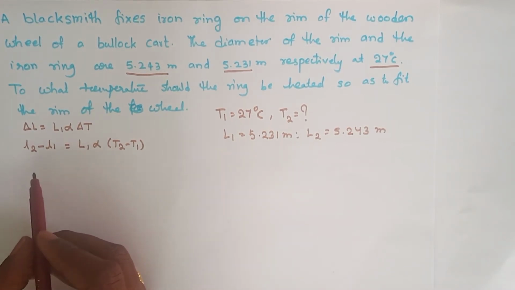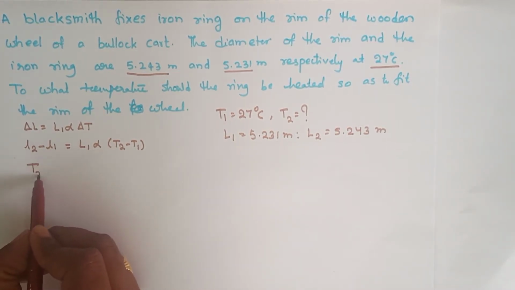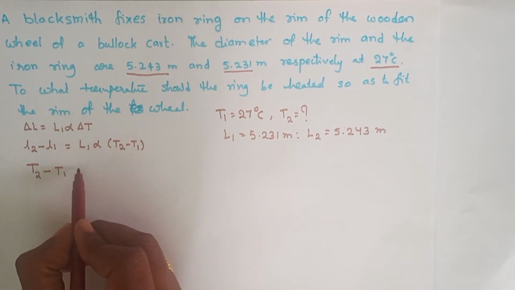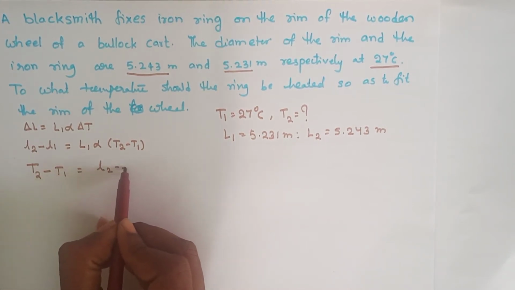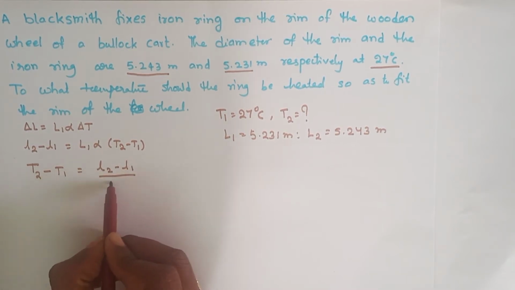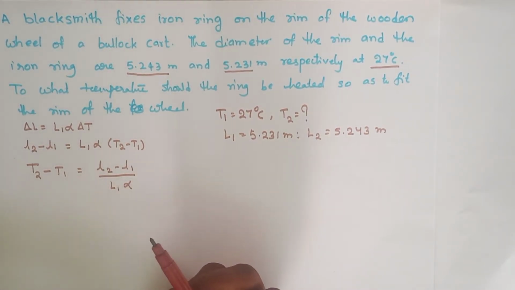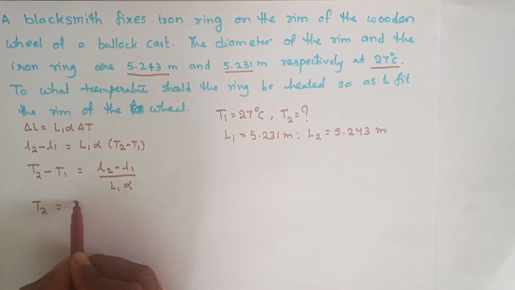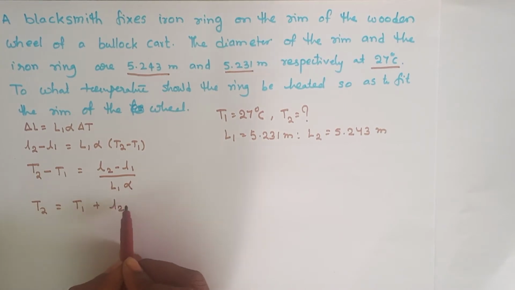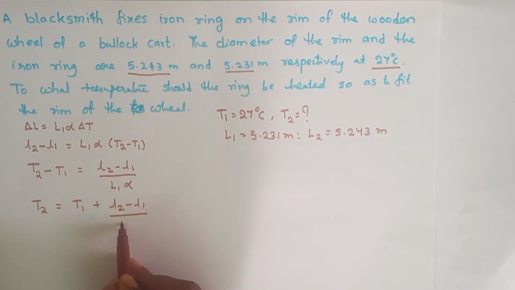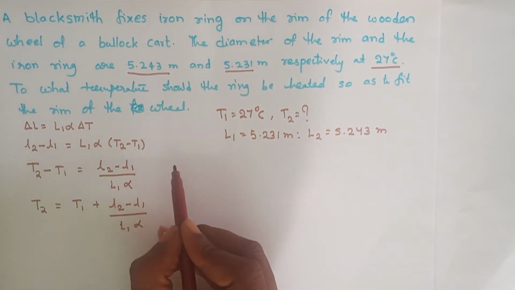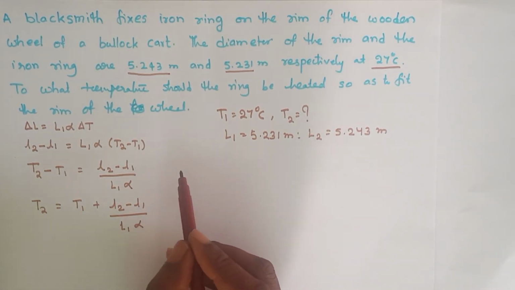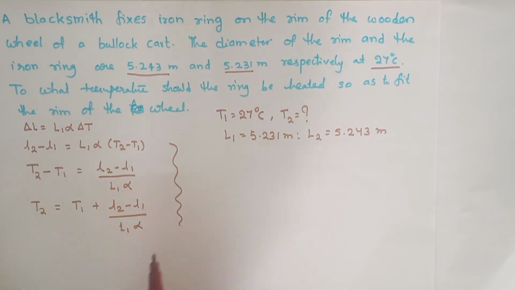So how do you write this? We want to get T2 minus T1. So it is L2 minus L1 by L1 alpha. I want to get T2. T2 is equal to T1 plus (L2 minus L1) by L1 alpha. Substitute the values, then you will get the answer.